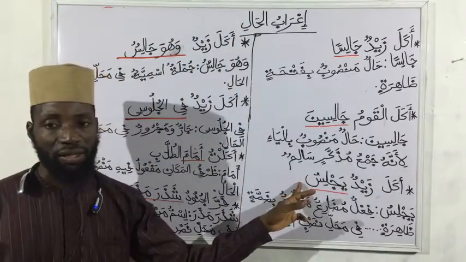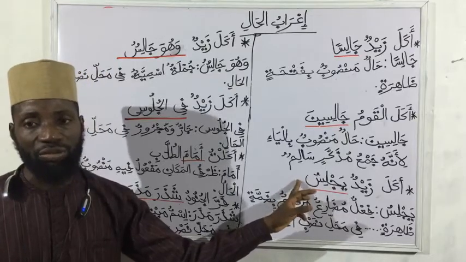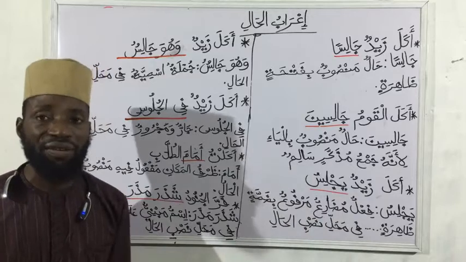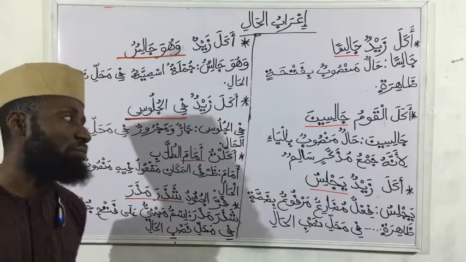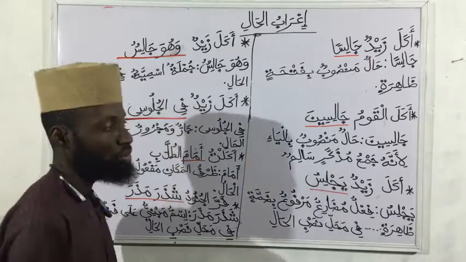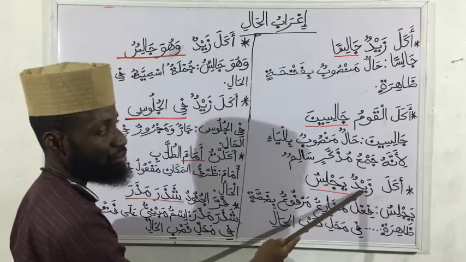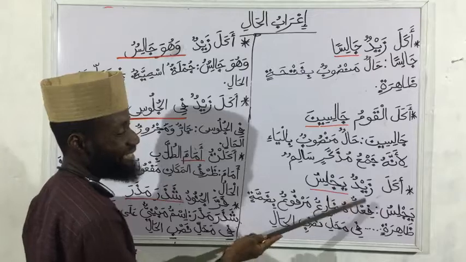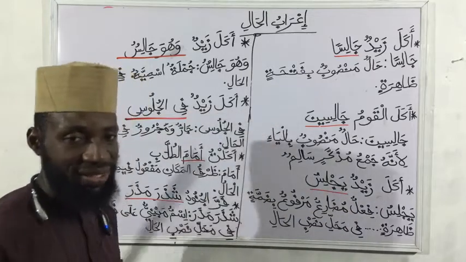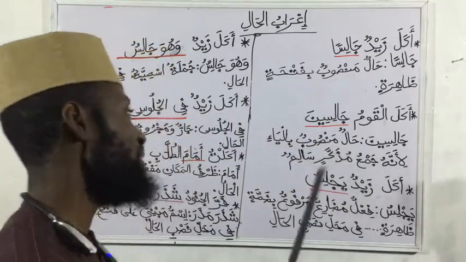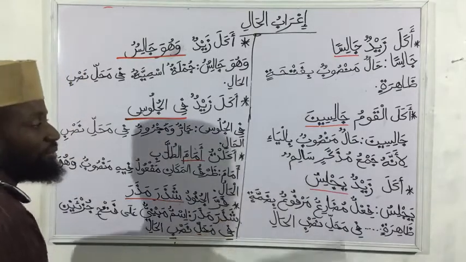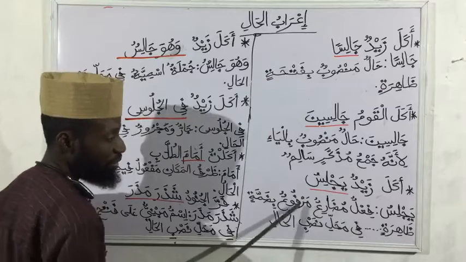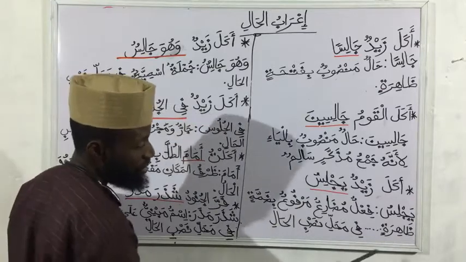Another type of hal. This is hal jumla, and this is hal jumla ismiyya fi'liyya. So let's look at the i'rab. So we have akala zaidun yajlisu. As we know, you know these two i'rab. So what's the meaning of this statement? Zaid ate while sitting. Yajlisu, fi'l mudari'. So normally you do your i'rab: fi'l mudari' marfu'un bi dammatin zahira.